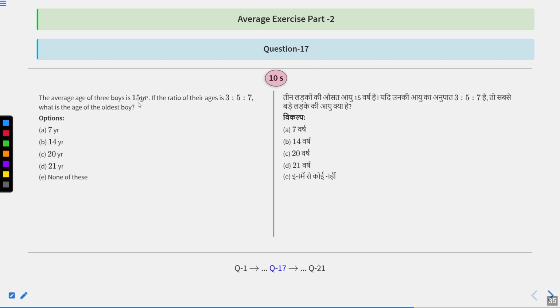The average age of 3 boys is 15 years. If the ratio of their ages is 3:5:7, what is the age of the oldest boy? You have 5 options and 10 seconds to analyze the question. Your time starts now.